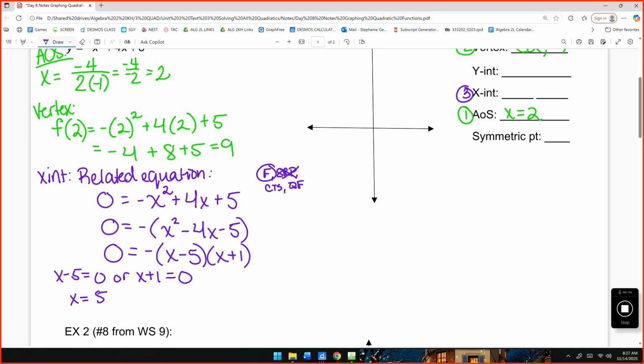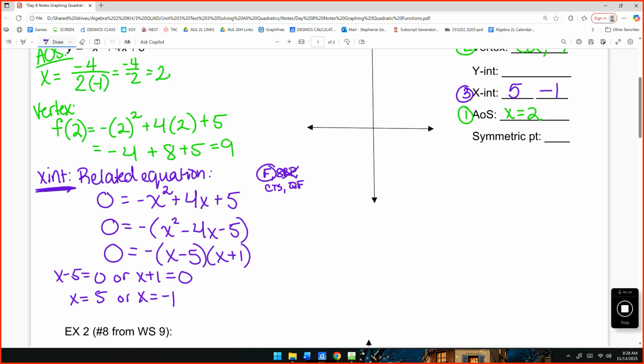Our two values of x are positive 5 or negative 1. Okay, now, I had to solve a related equation because what was I trying to find? X-intercepts. Those are places on a graph. I'm not going to put solution sets around these because I'm finding an attribute on a graph. So I'm just going to jot those down. My x-intercepts are 5 and negative 1. See how they're like two separate blanks there? So you can just write in those numbers. Okay?